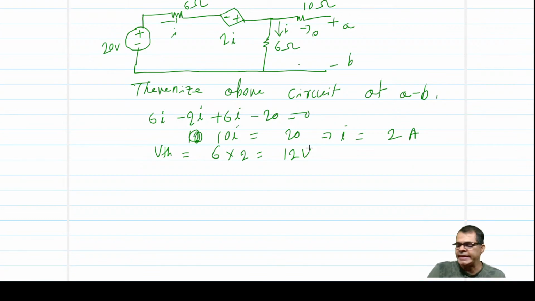Now we will find the Thevenin resistance. For Thevenin resistance, we will redraw the circuit. There is a dependent voltage source, it reduced to the 0. This is the 6 ohm, minus plus 2I. Don't reduce the dependent source, or don't disturb the dependent source if any.